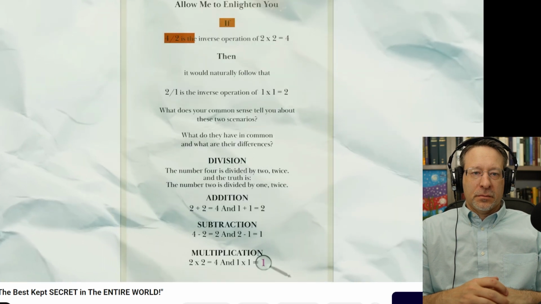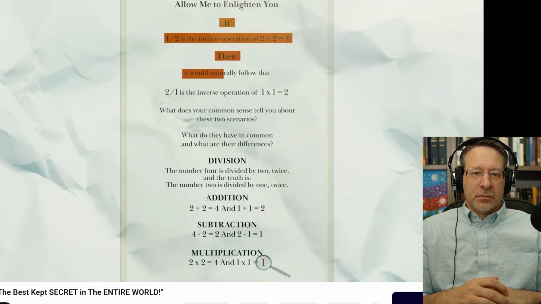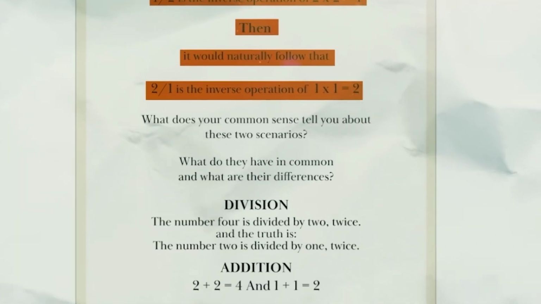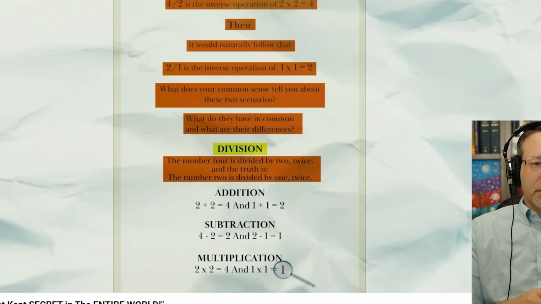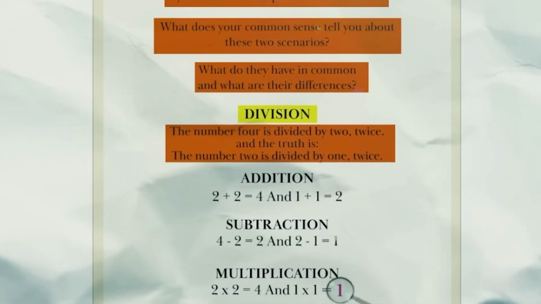If 4 divided by 2 is the inverse operation of 2 times 2 equaling 4, then it would naturally follow that 2 divided by 1 is the inverse operation of 1 times 1 equaling 2. The number 4 is divided by 2 twice, and the truth is, the number 2 is divided by 1 twice.